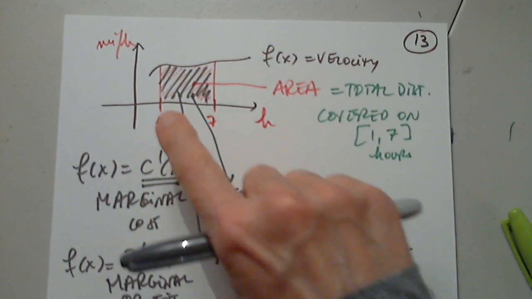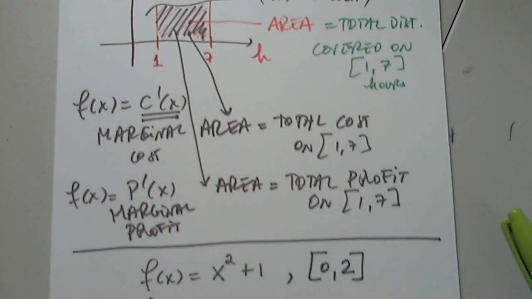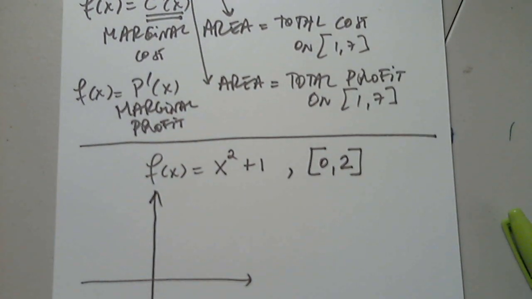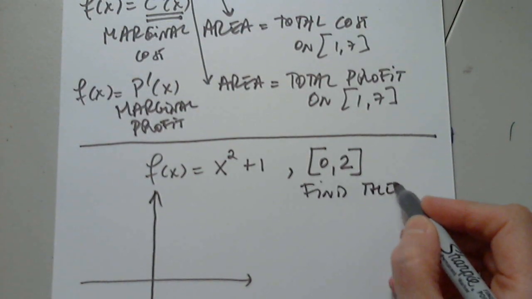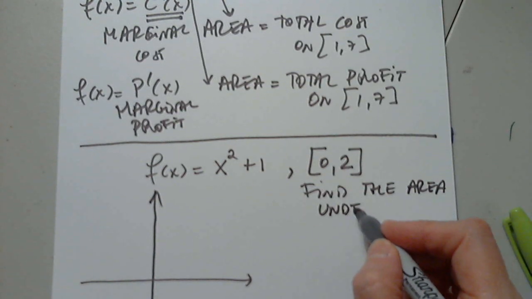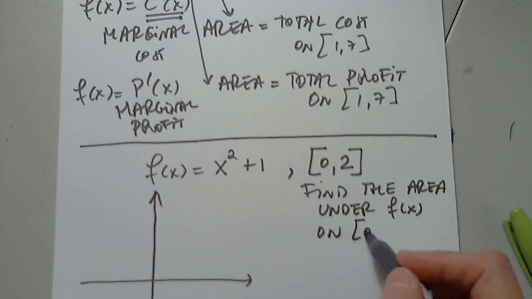So I have a function. I'm going to graph it in a moment. I have an interval, 0, 2. And I'm asked now to find the area under f of x on 0, 2.